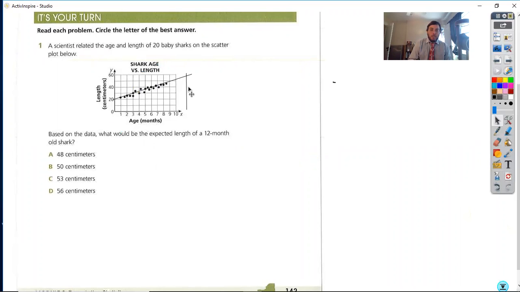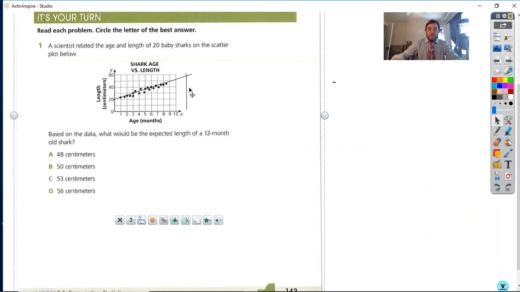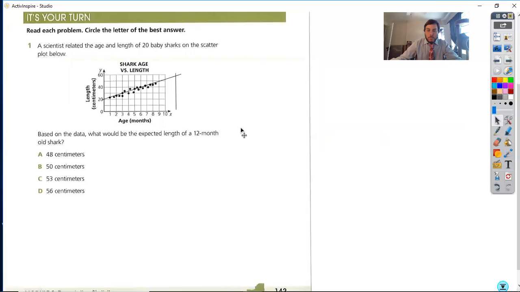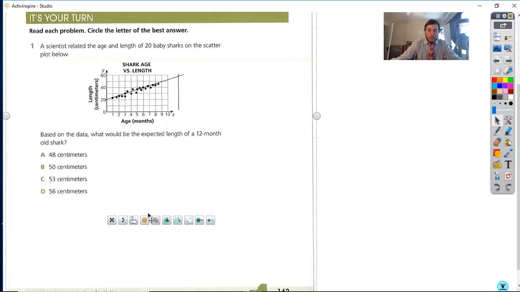Oh my goodness, I don't think yours comes with these lines. Let me see if I can. Maybe. Either way, it says, based on this, what would you expect the length of a 12-month-old shark to be? So I put in some lines here that I can't seem to get rid of.